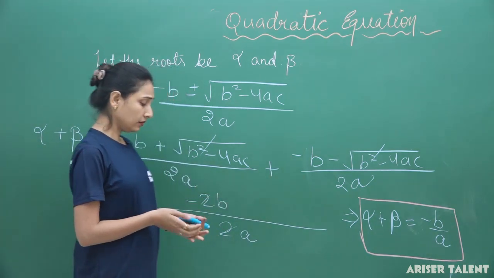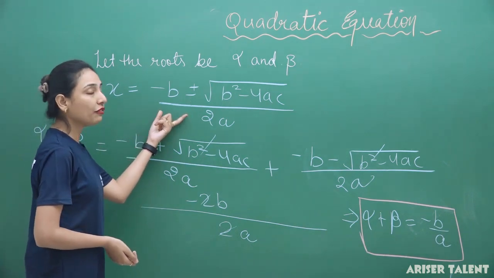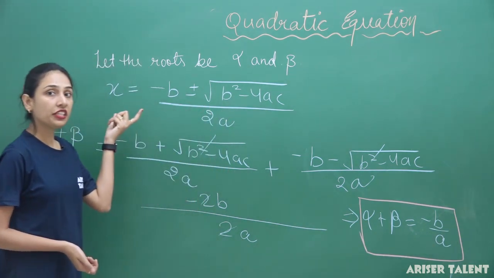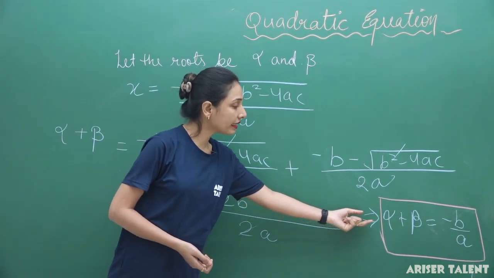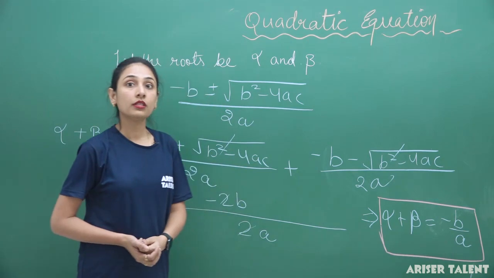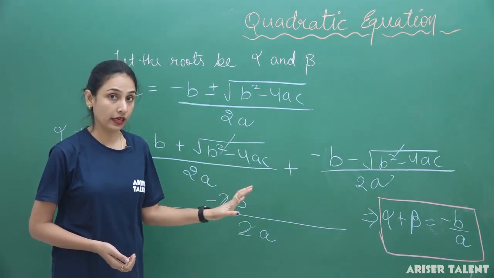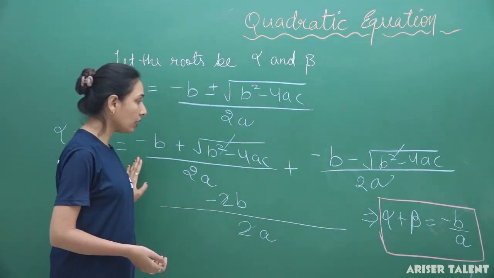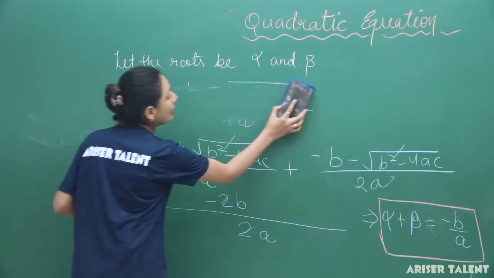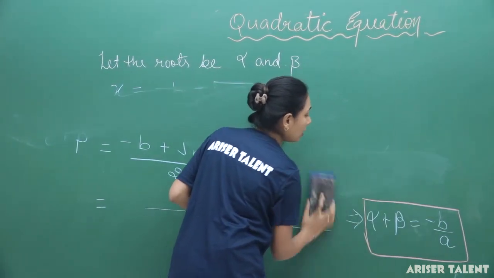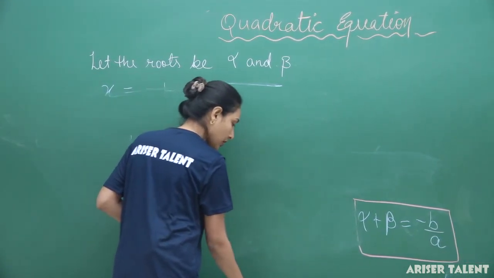Note it. What we did? Simply we took out the values of alpha and beta from the Sridharacharya formula and then added them, and then we get the summation of the roots of quadratic equation, that is minus b by a. Now, I am rubbing this all out so that we can talk about the product. And meanwhile, we are going to discuss this value alpha plus beta in that form also.